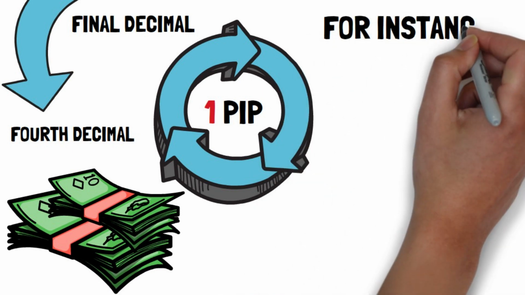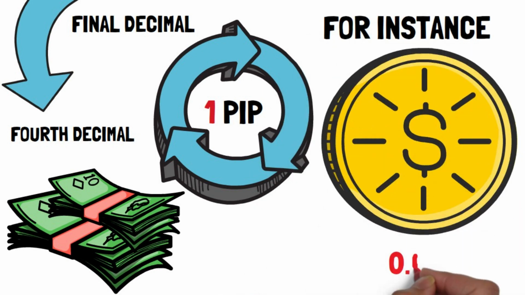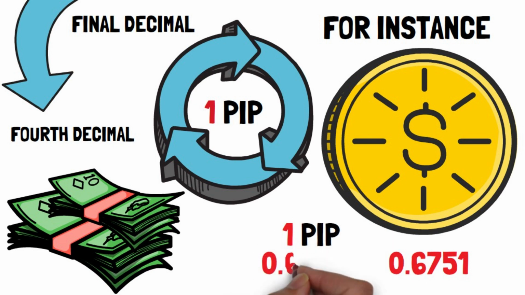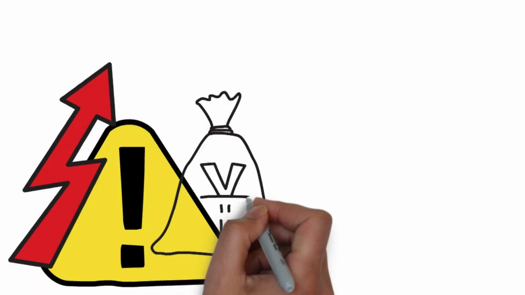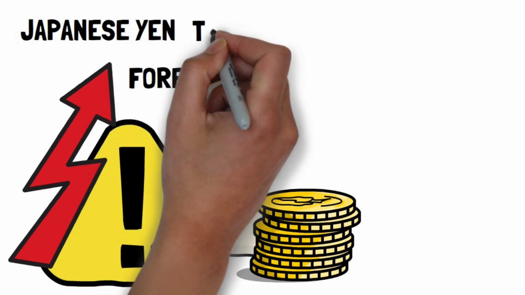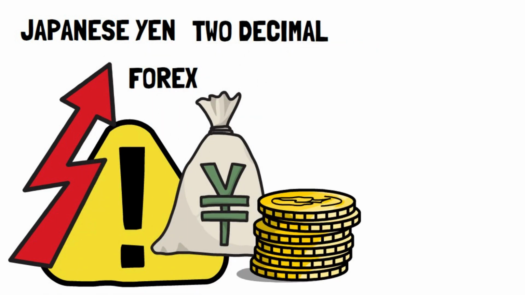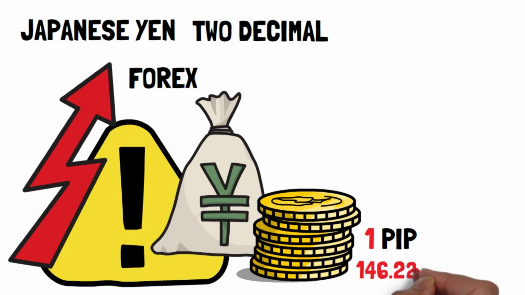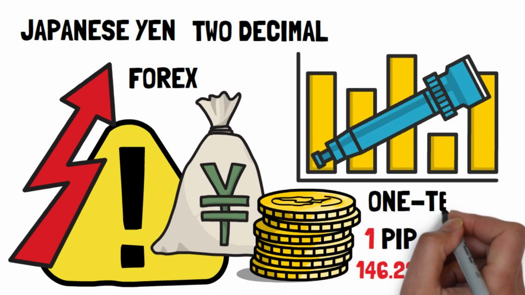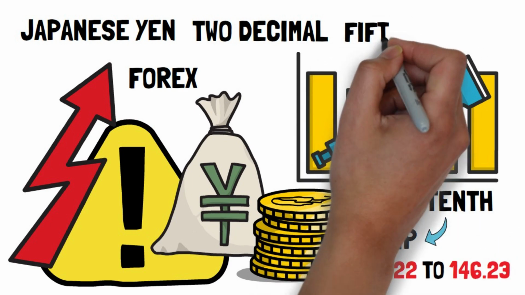For instance, if the Australian dollar is at 0.6751 and gains one pip, it becomes 0.6752. Exceptions can arise, especially when dealing with yen pairs in the Forex market, where the Japanese yen is quoted to two decimal places. In these cases, one pip gain would result in a shift from 146.22 to 146.23. Additionally, there's a pipette, which signifies 1/10 of a pip and is indicated by the fifth decimal place.